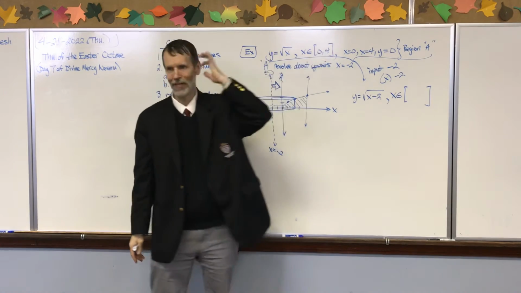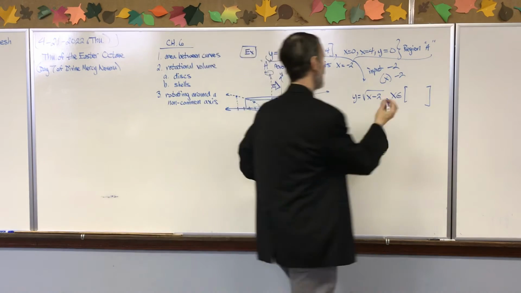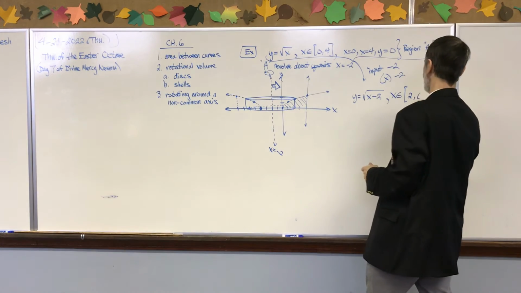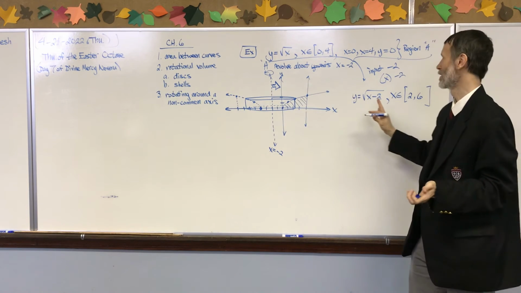The interval is not the same. You just add 2. It's from what to what? 2 to 6. Exactly. You see what we just did? We're moving everything 2 spaces to the right.